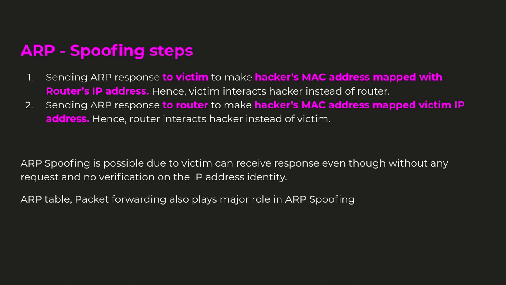So whenever the victim wants to interact with the router, it will go to the ARP table, get the router IP address and look for the mapped MAC address. Since you have updated it with the hacker's MAC address, the victim will actually be interacting with the hacker. The same way for the router: the hacker will send an ARP response to the router. Now the router's ARP table will be updated with the hacker's MAC address mapped to the IP address of the victim. So whenever the router has to send data, rather than sending it to the victim, it will send it to the hacker. So now both communications happen through the hacker.